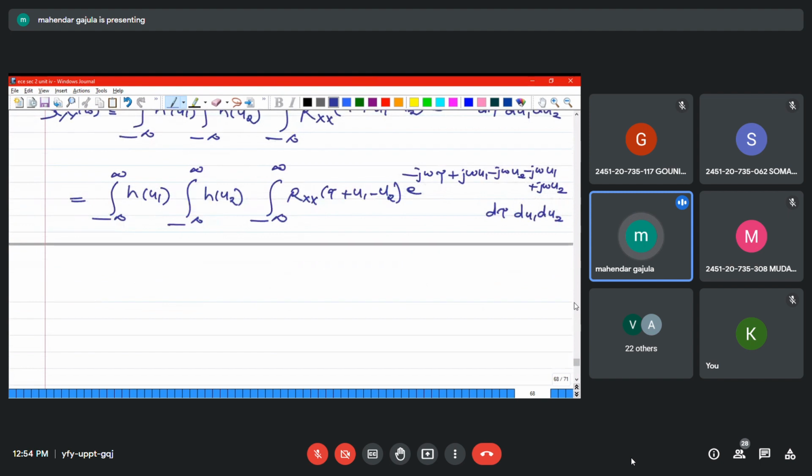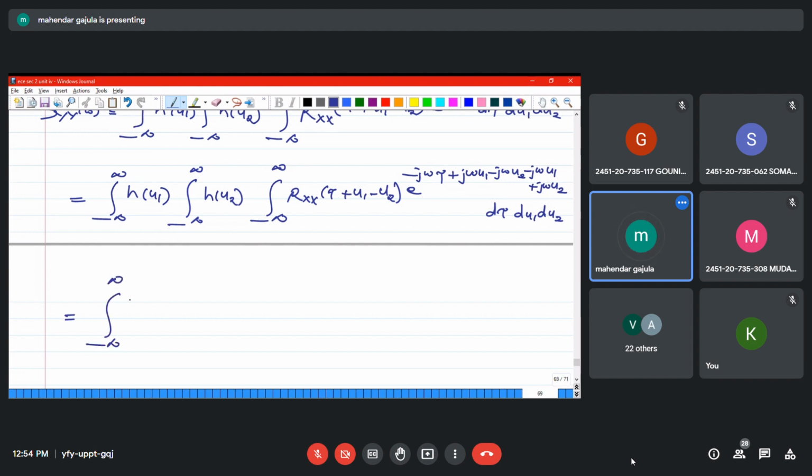The correlation function is a function of τ + u1 − u2, so the exponent should also be the same. That's why I have added jωu1 and minus jωu2 and subtracted them. So let us write this way.